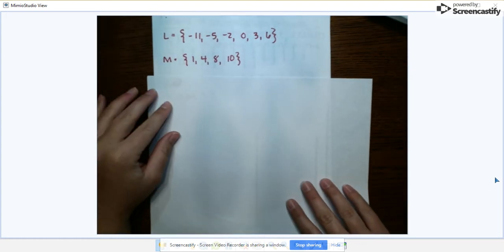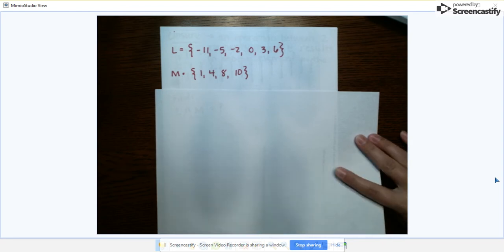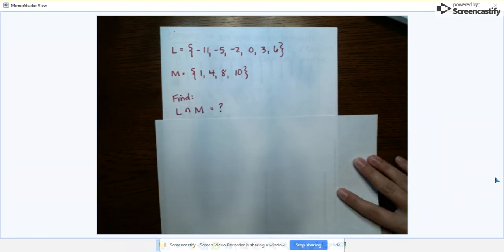So knowing that these are our 2 sets, L and M, I'd like you guys to find the intersection. L intersect M.